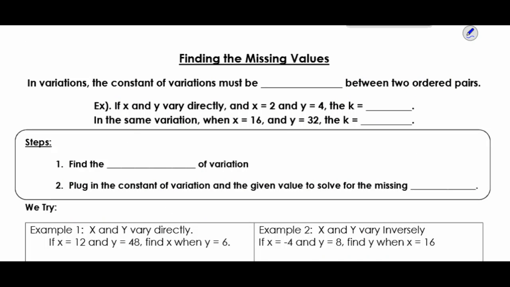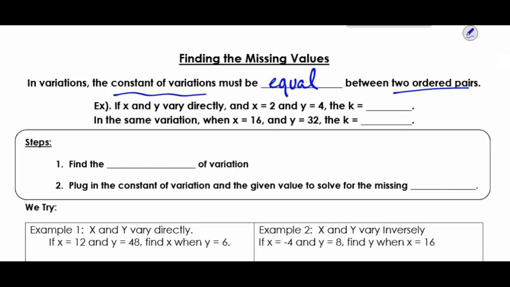Now we're going to use those variation equations to find a missing value. So the constant of variation must be equal. That's basically what we were just testing before. The constant needs to be the same for all ordered pairs in that variation.